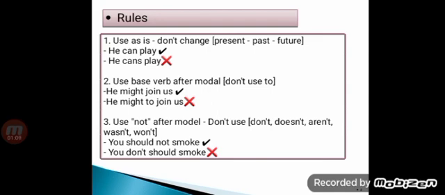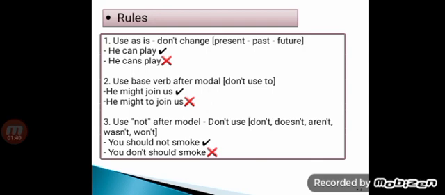First of all, make sure to use the modal verb as is. That means don't change it in the present or past or in the future. For example, we can say he can play. This is a correct sentence. It would be wrong to say he cans play. That means we don't need to change that modal verb ever.